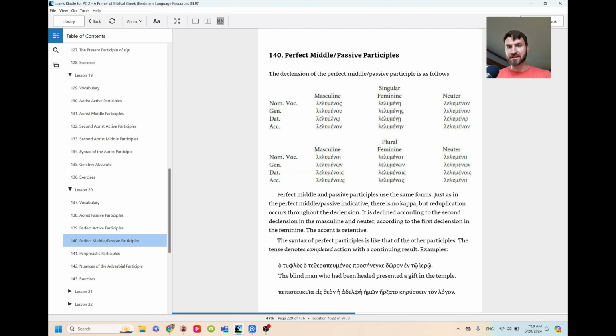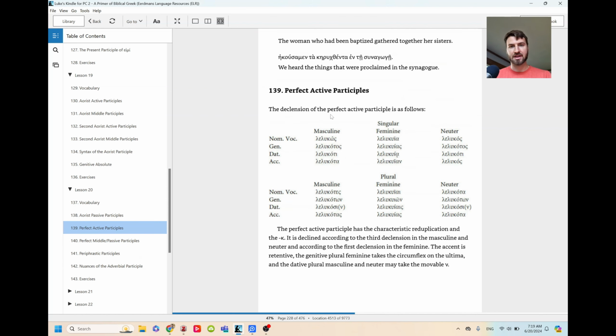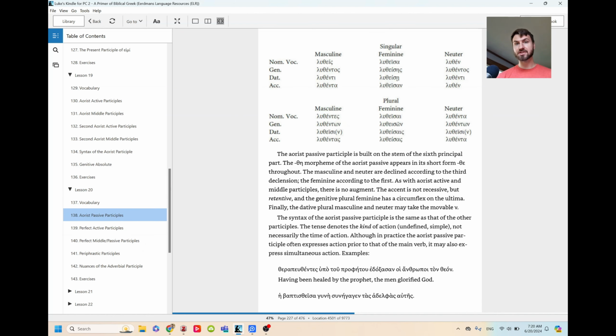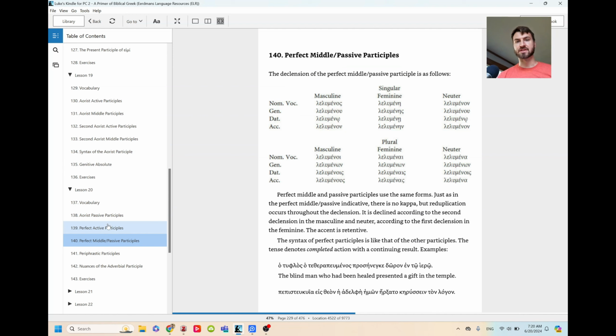And there's no new endings. Second, first, second endings in the middle passive, and third, first, third in the active participles. And we're used to that. All of our participles, except the aorist passive, use the active endings. But all the others in the active use third declension, first declension, third declension for masculine, feminine, neuter, and then the middle passive uses second, first, second for the endings.